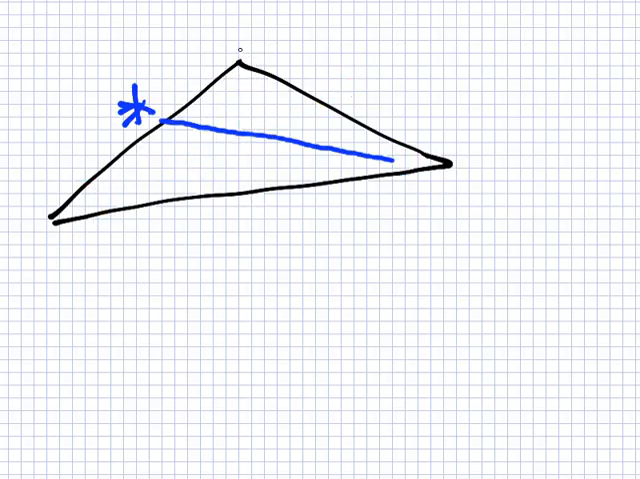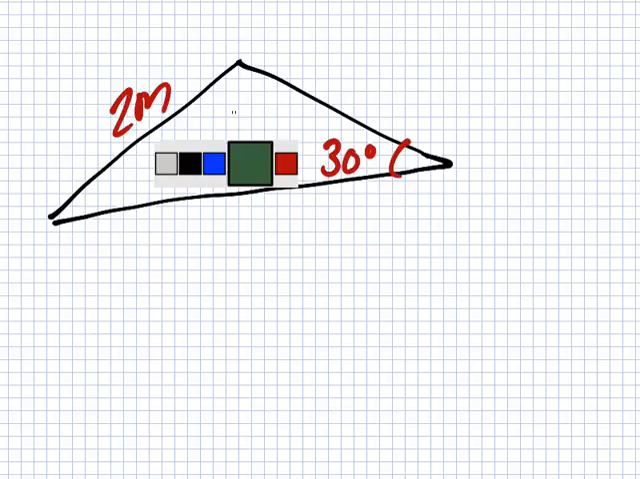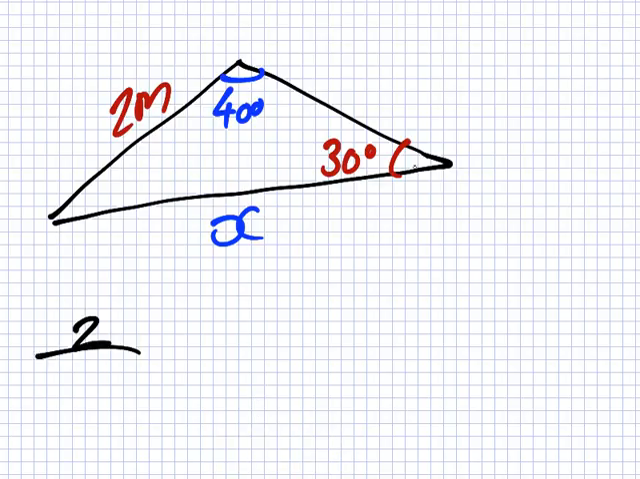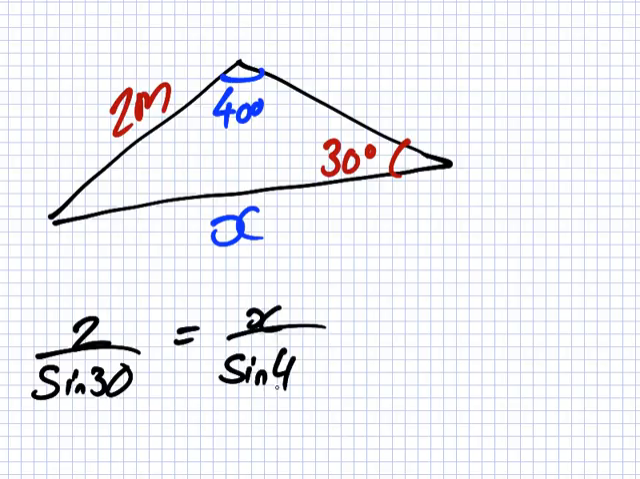So I'll give you an example with numbers. Let's say this is 30 degrees and this is 2 meters, and then we'll say this is 40 degrees and I want this side. So the sine rule tells me if I take a side like 2 and divide it by the opposite sine, sine 30, that's the same everywhere. That will be the same as x divided by sine 40. And this is enough to give me the x. So let's see what we get.